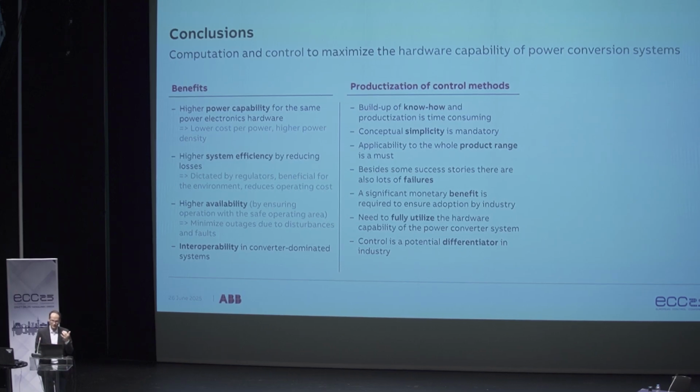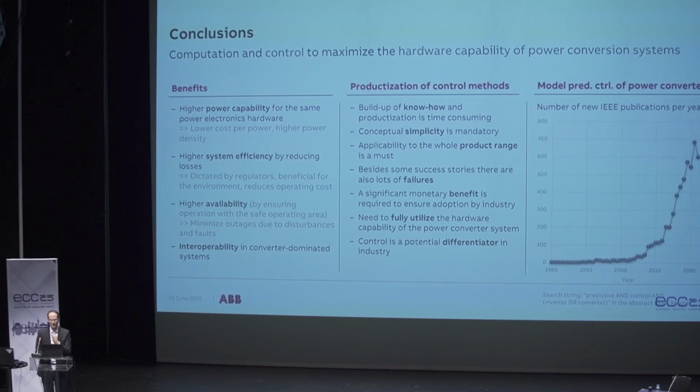And for this, control really is a potential differentiator where industry can differentiate itself from its competitors by having maybe similar hardware, the same components, but with the better control, you can get more out of it, and you can sell it at a more competitive price, or you can add extra features, extra capabilities that others don't have. And because of that, this whole story of model predictive control and power conversion control has been rising exponentially, at least in terms of IEEE publications over the last few years.